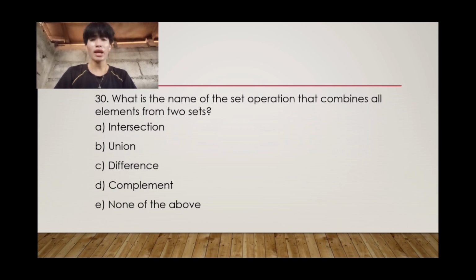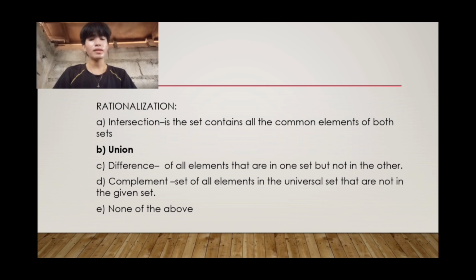Let's rationalize why letters A, C, D, and E are not the correct answer. Letter A, intersection, is the set that contains all the common elements of both sets. Letter C, difference, is the set of all elements that are in one set but not in the other set. Letter D, complement, is the set of all the elements in the universal set that are not in the given set. And letter E, none of the above. So our answer for this number is letter B, union set.